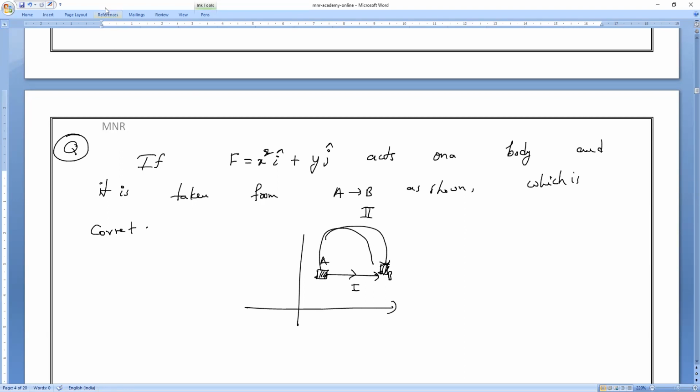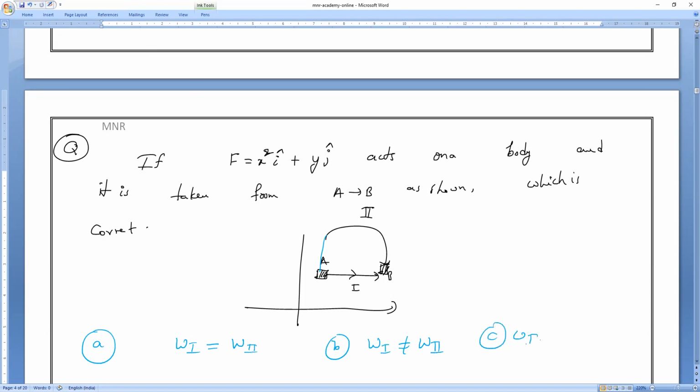So now I will give the options also. You can follow. We have to prove which option is the correct option. Option A, work done by the first path is equal to work done by the second path. Option B, work done by the first path is not equal to work done by the second path.